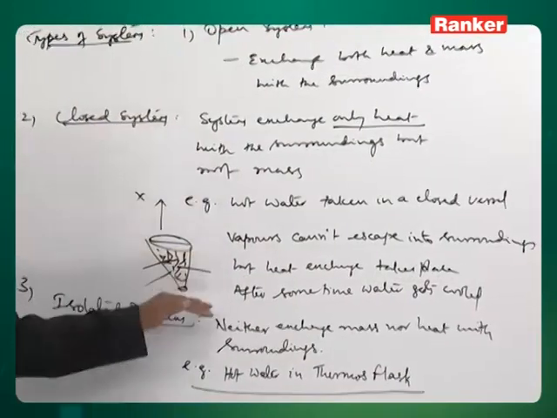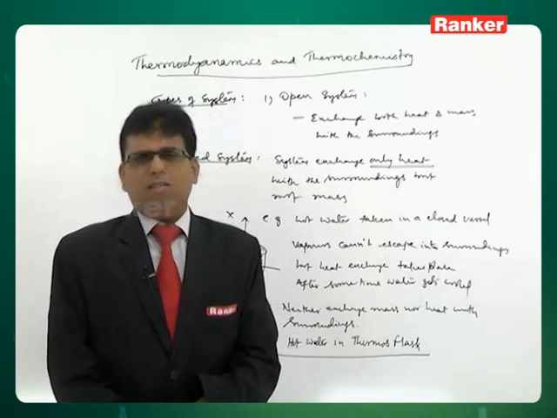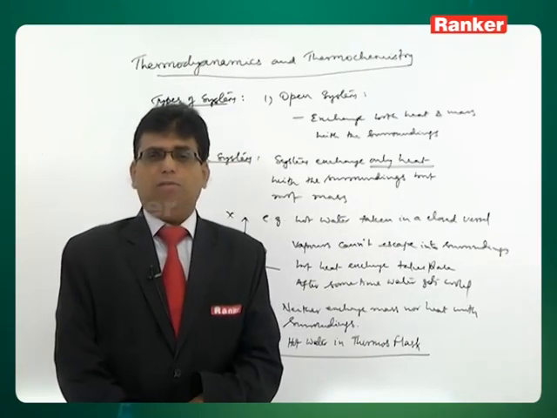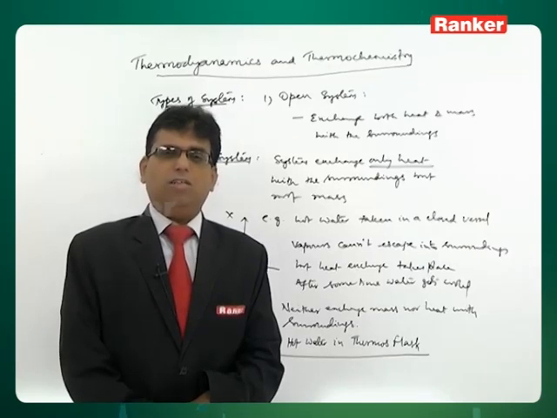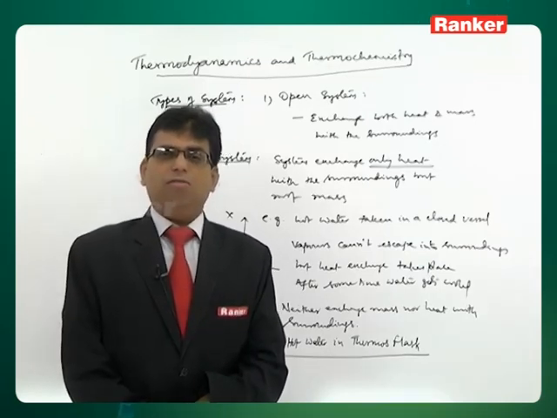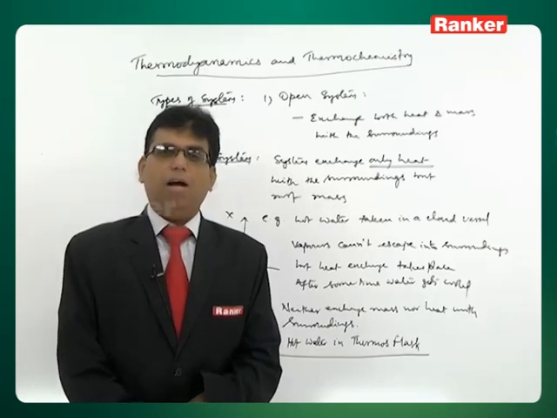So, these are the types of systems, and in the basic definition of the system, what we told is that a system is nothing but a small part of the universe which is well defined with certain macro properties.